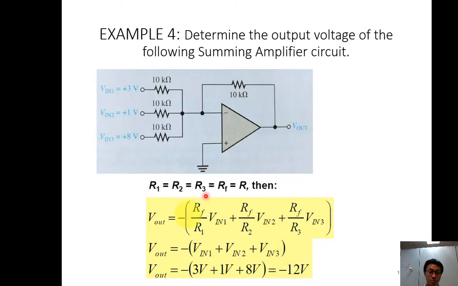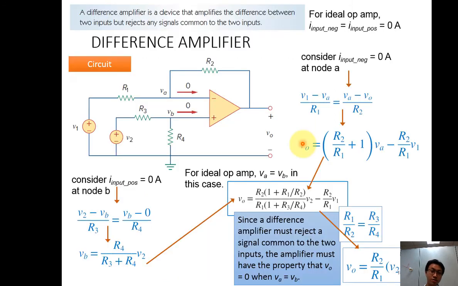Same as well: negative RF divided by R1 times V1, plus this one divided by this one times this one, plus this one times this one, divided by this one times this one, then negative times negative. So we found that if my Vin1 is plus 3, my Vin2 is plus 1, my Vin3 is plus 8, my Vout is actually negative 12 volt.